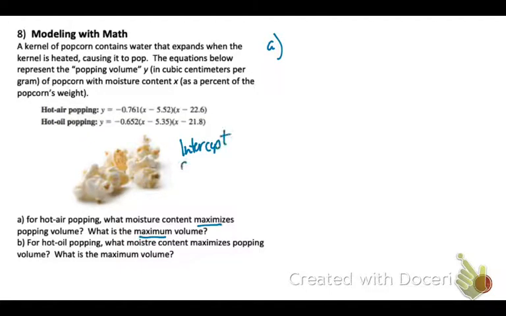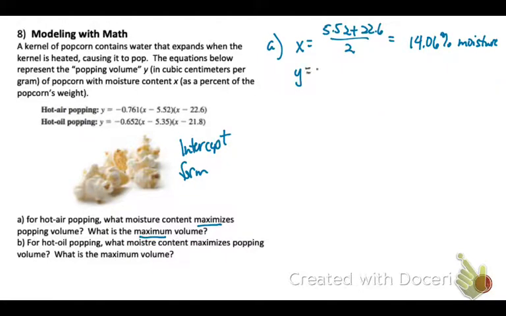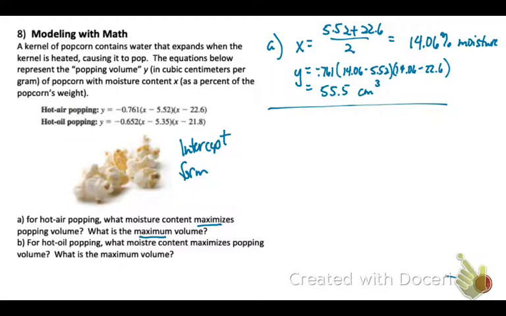These equations are in intercept form, so we're going to use what we know to find our vertex from intercept form. So we add our P and our Q values divided by 2, and hot air popping at 14.06% moisture will have maximum volume poppage. So now let's plug that into the equation, and we'll see how many cubic centimeters for hot air popping. So about 55.5 cubic centimeters.